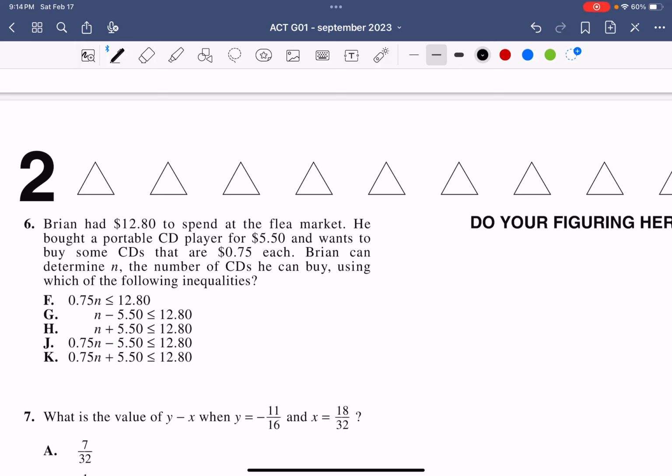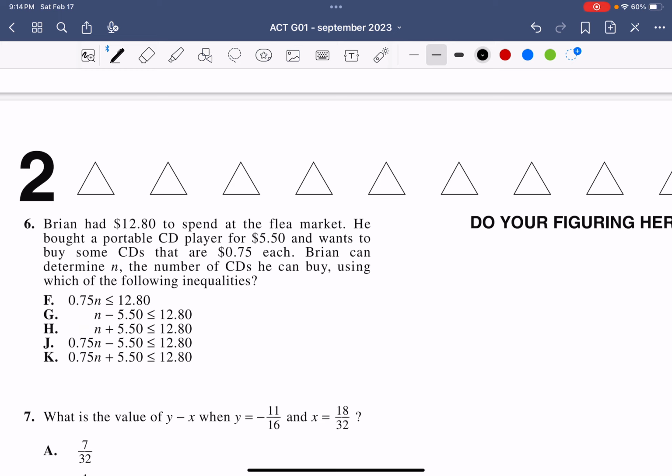Question 6. So Brian had $12.80 to spend at the flea market. He bought a portable CD player for $5.50 and wants to buy some CDs that are 75 cents each, or 75 cents per CD. Brian can determine N, the number of CDs that he can buy, using which of the following inequalities? So sometimes it's easier to set up these inequalities by first thinking of an equation and then swapping out the equal sign for an inequality.